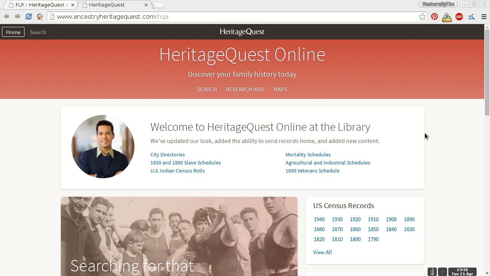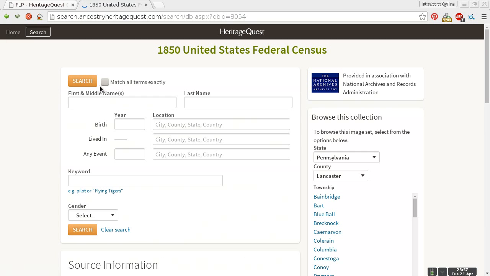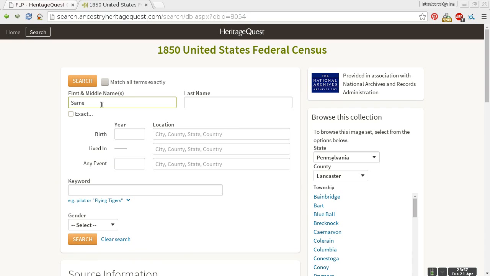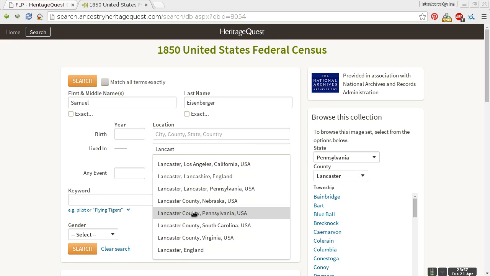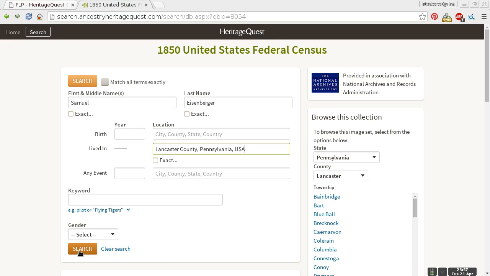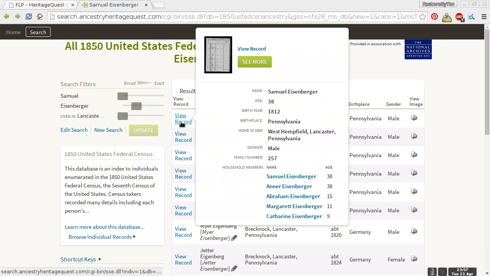I'm going to use this library version of Heritage Quest Online to show you what happens. In the 1850 census, I'm going to search for a relative of mine by the name of Samuel Eisenberger, who lived in Lancaster County, Pennsylvania, and search. He's the first hit. Let's view his record.